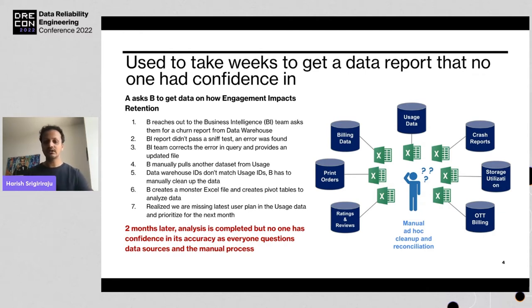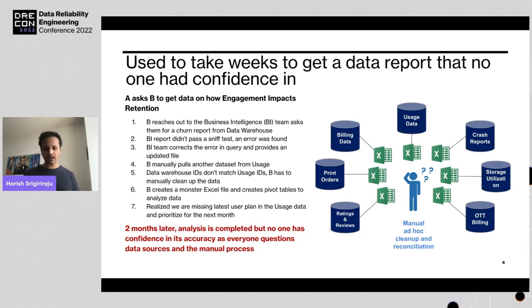Now, the typical example would be of a chaotic process. B, a person from the data team, reaches out to a business intelligence team and asks for a churn report or a retention report. And then the BI team tries to come up with a report, but it doesn't pass a sniff test because there was an error in that report generated.